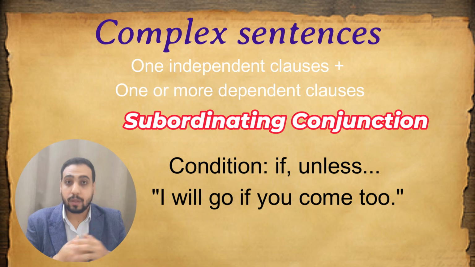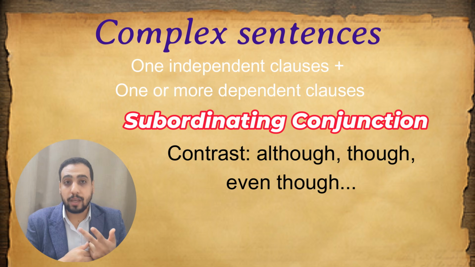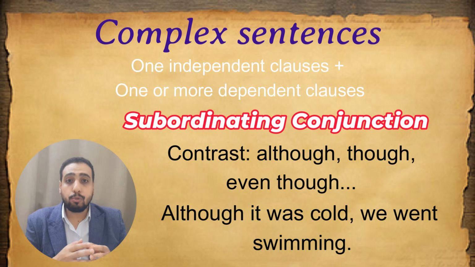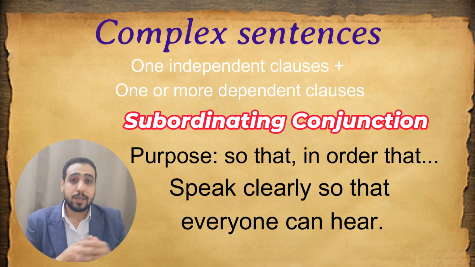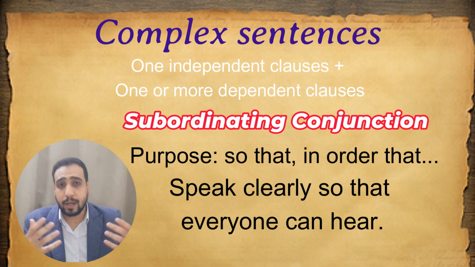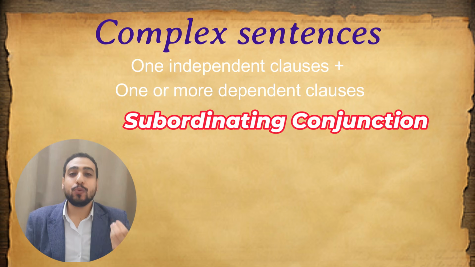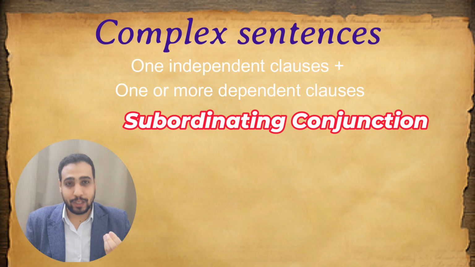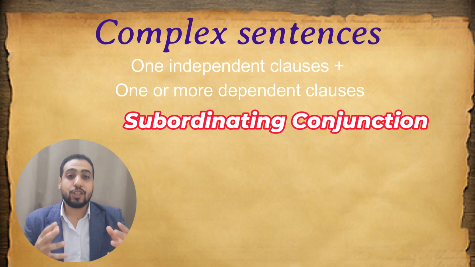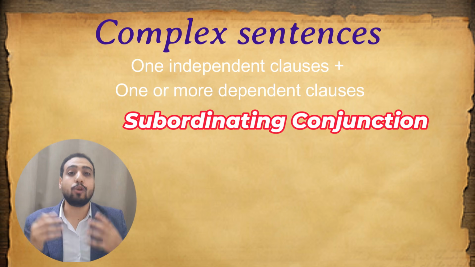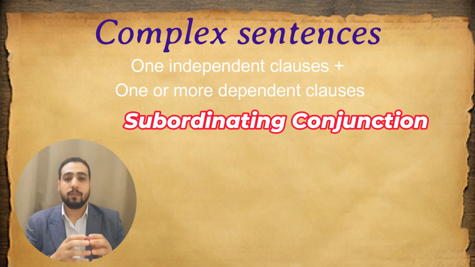Contrast: although, though, even though. Although it was cold, we went swimming. Purpose: so that, in order that. Speak clearly so that everyone can hear. Choosing the right subordinating conjunction is what makes your writing sophisticated. It shows the reader exactly how your ideas are connected.